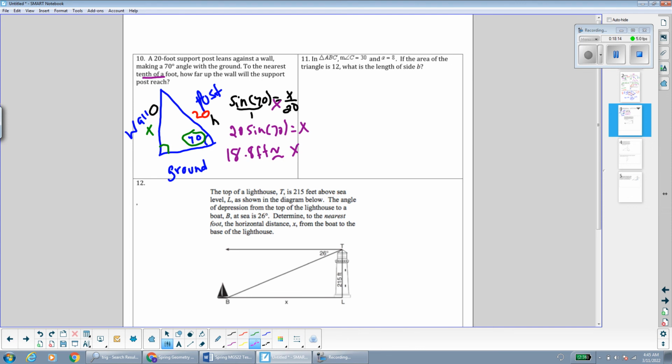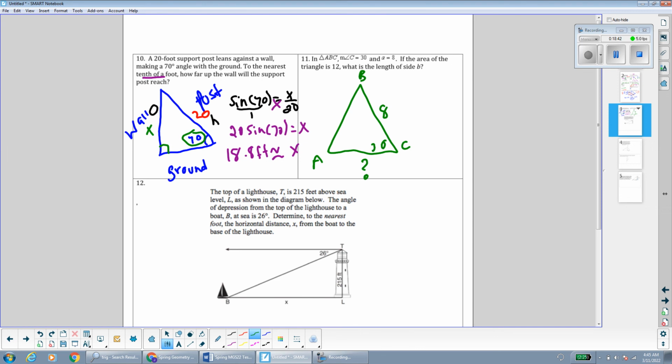In triangle ABC, measure of angle C is 30, and side A is 8. If the area of the triangle is 12, what is the length of side B? So we need to find this side over here. Side B is across from angle B. So they give us area.